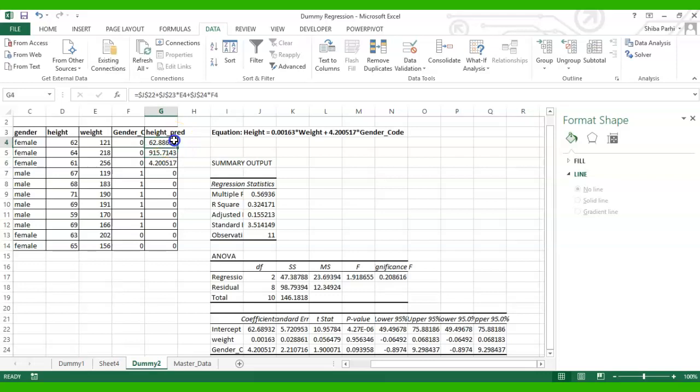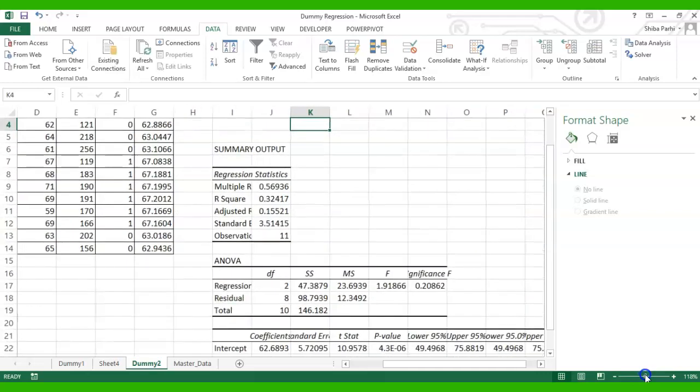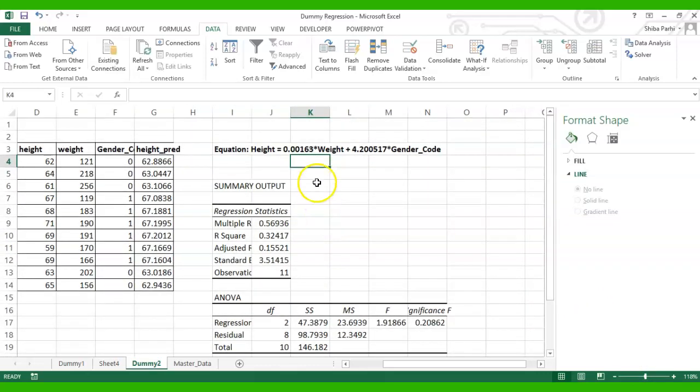I can see now the predicted height of the male and female on the basis of the weight. So what is this equation talking about? Can you see, let me enlarge it. So let us see the equation we got.